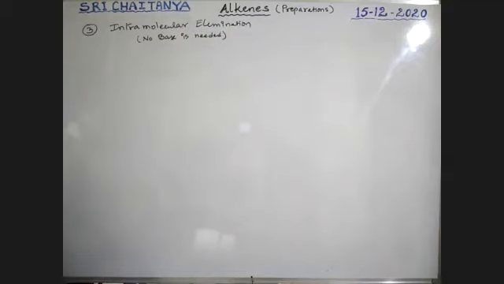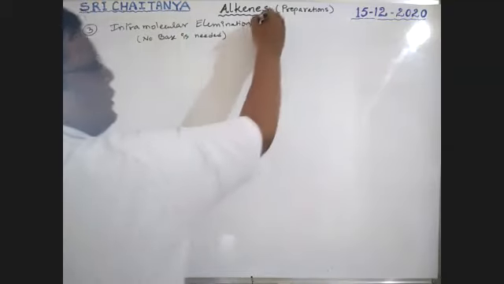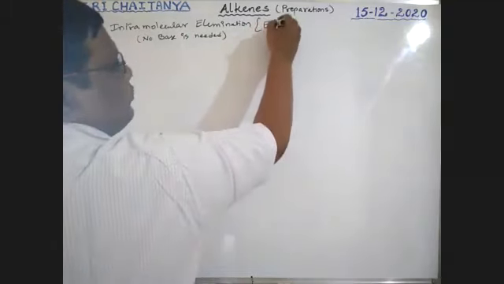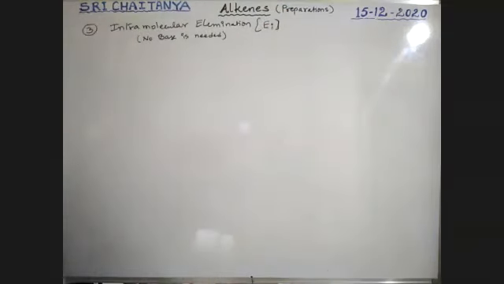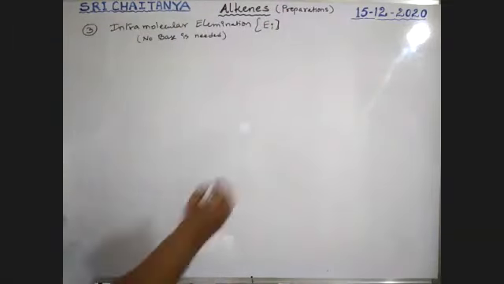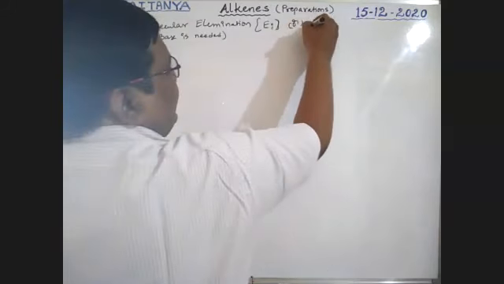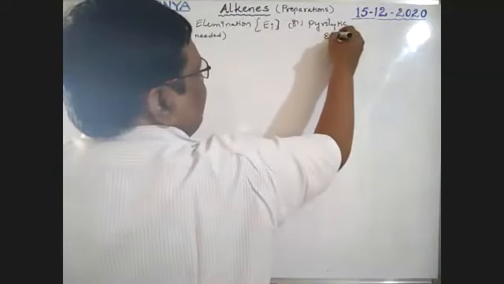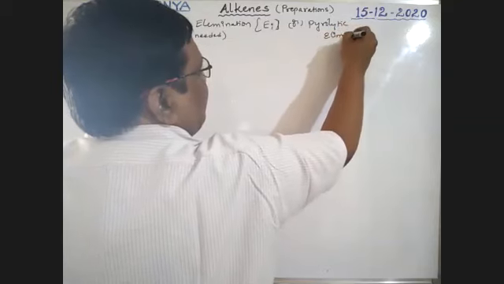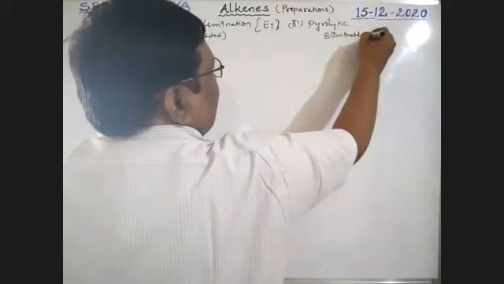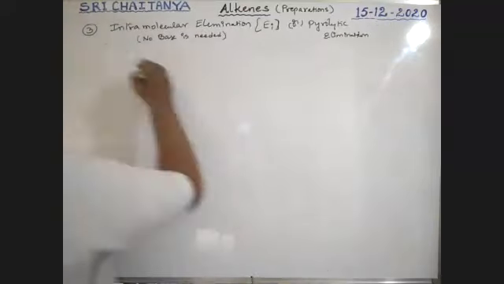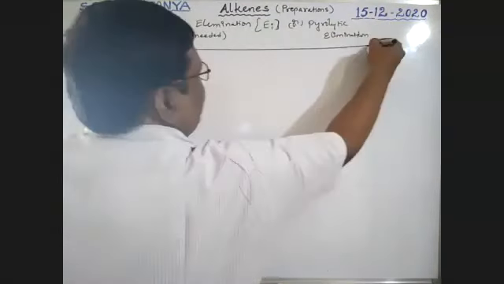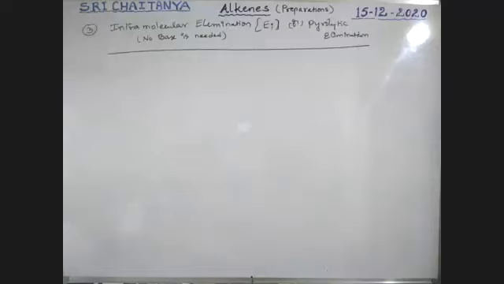Intramolecular elimination is called Ei, elimination intramolecular. That is the symbol. It is also called pyrolytic elimination. Pyrolytic elimination, very, very important, boys. Intramolecular elimination, no base is needed.